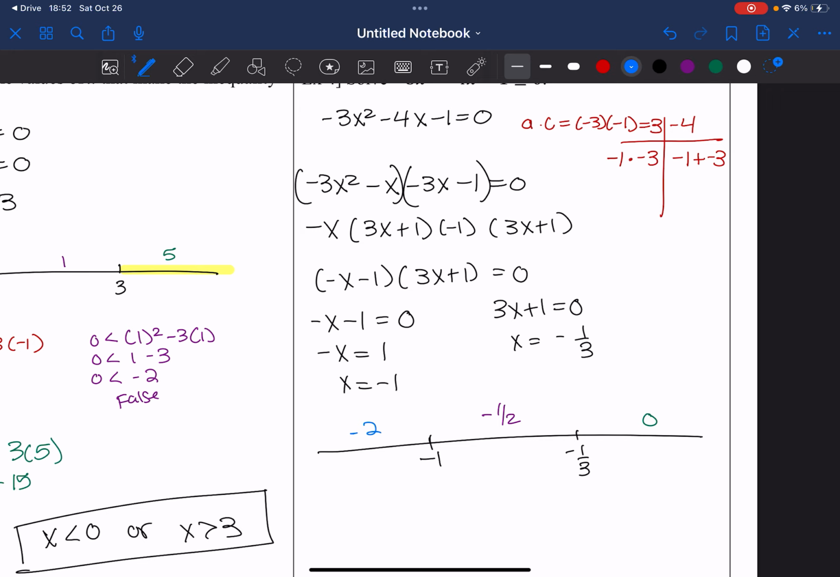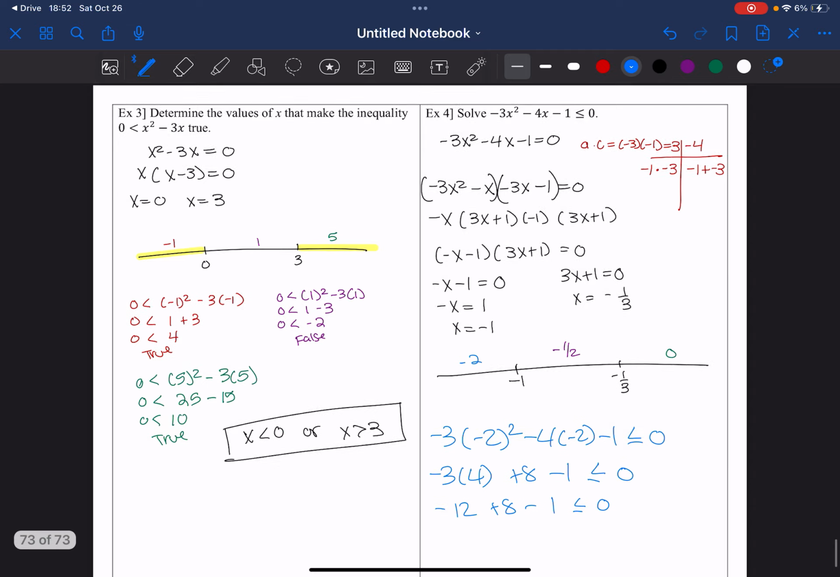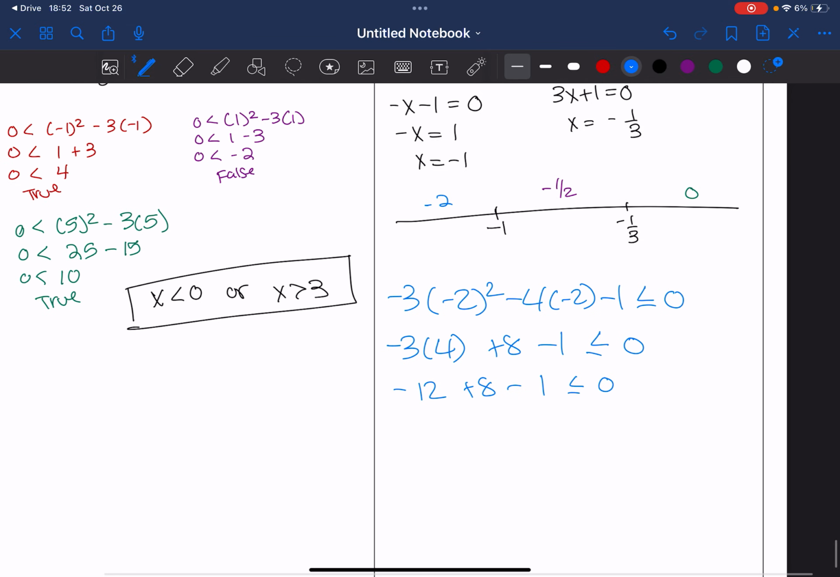So I'm going to test each of these numbers. So I have negative 3 times negative 2 squared minus 4 times negative 2 minus 1 is less than or equal to 0. Negative 3 times 4 plus 8 minus 1 is less than or equal to 0. Negative 12 plus 8 minus 1 less than or equal to 0. So this gives me negative 4 minus 1 less than or equal to 0, which is negative 5 less than or equal to 0, which is true. So I would shade this section.